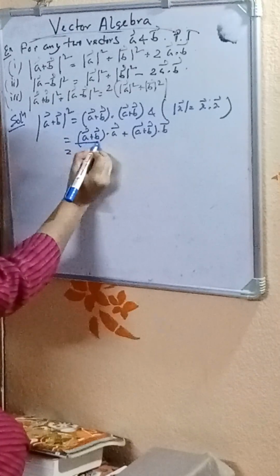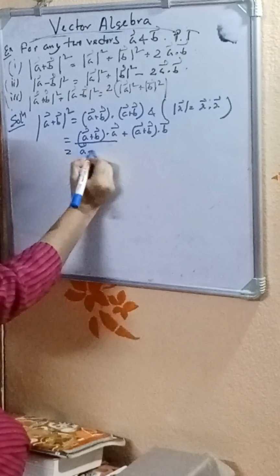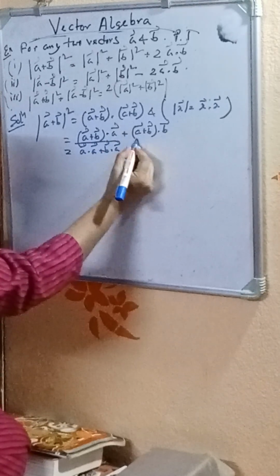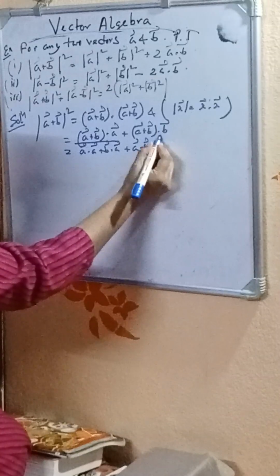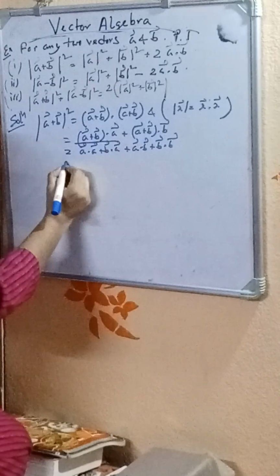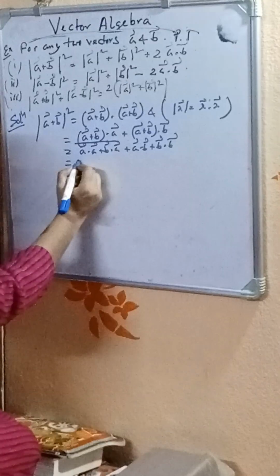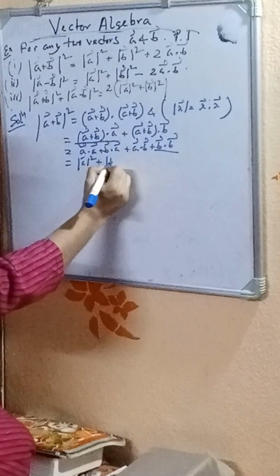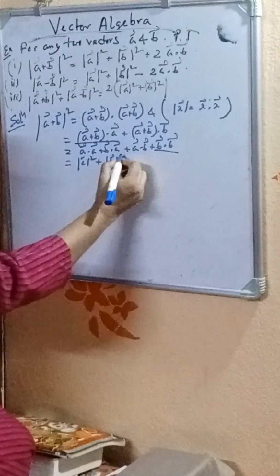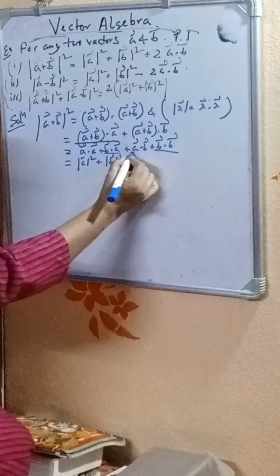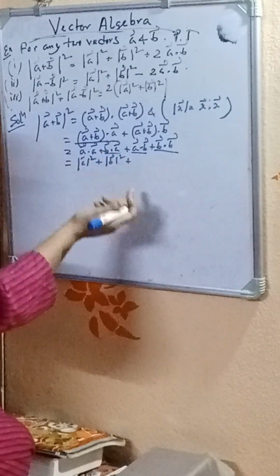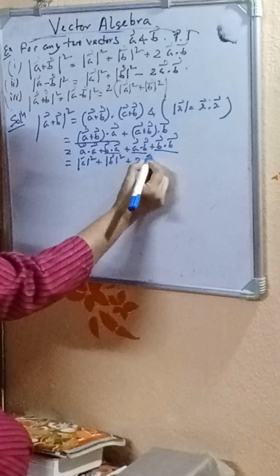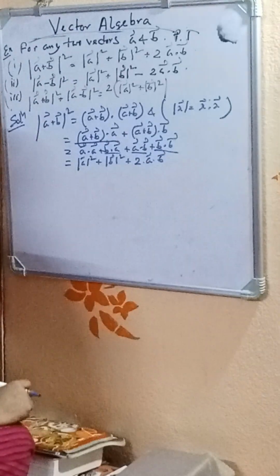Now, if we break this, we get A vector dot A vector plus B vector dot A vector plus A vector dot B vector plus B vector dot B vector. Now A vector dot A vector is modulus of A vector squared, and B vector dot B vector is modulus of B vector squared. And A dot B plus B dot A, this is the commutative property, so B vector dot A vector is equal to A vector dot B vector. This means 2 A vector dot B vector. Proved.